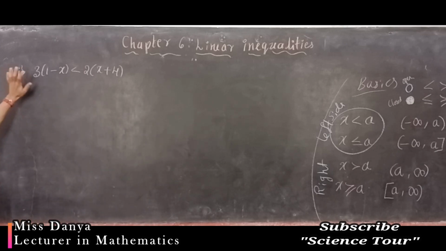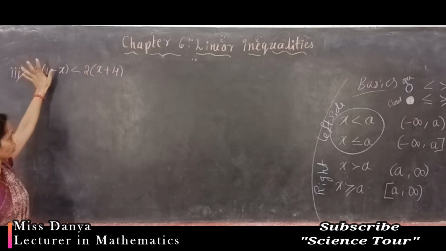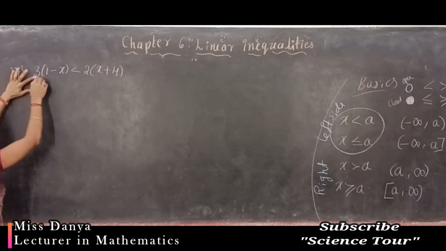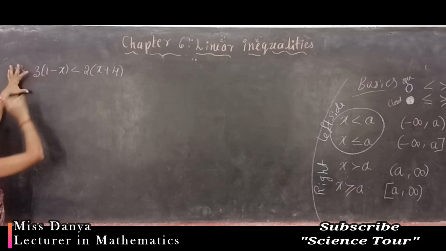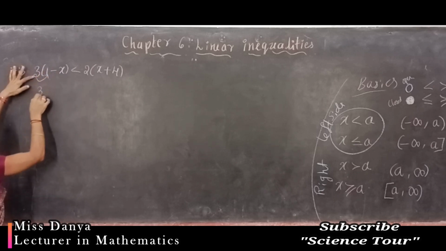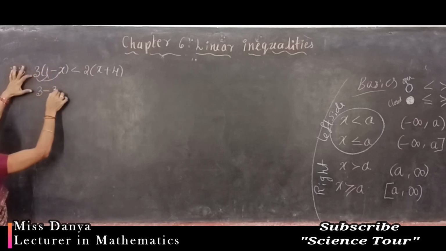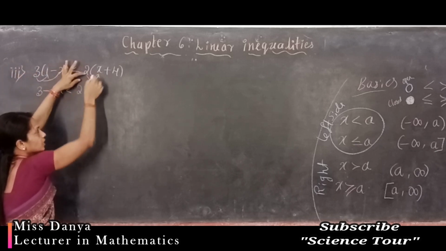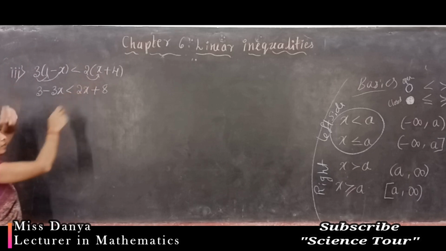The next inequality you have to solve is this: 3 into 1 minus x less than 2 into x plus 4. Okay, if you have brackets like this, first you have to open those brackets by multiplying the outside number with the terms inside the bracket. So 3 outside is there, that you have to multiply to the terms inside that bracket. Okay, so 3 into 1, that is 3, 3 into minus x, plus into minus is minus, 3 into x, that is 3x, less than this 2 you have to multiply inside. 2 into x, that is 2x, 2 into 4, that is 8.